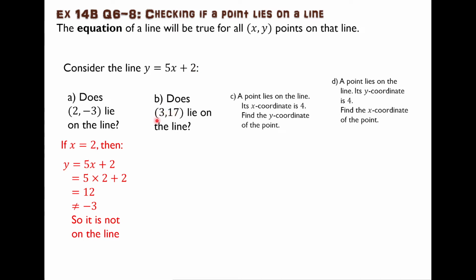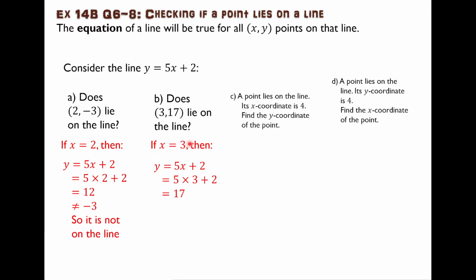Let's try another one. Does (3, 17) lie on the line? Well, let's imagine a world where x is 3. If x is 3, then y would be 5x plus 2. Write down the equation, just copy it from the question. y equals 5x means 5 times x, and x is 3. So I will replace x with 3 and put that invisible times sign back in. I copy down the add 2. And then, okay, so now I've got 5 times 3. I can replace this. 5 times 3 is 15, and 15 plus 2 is 17.